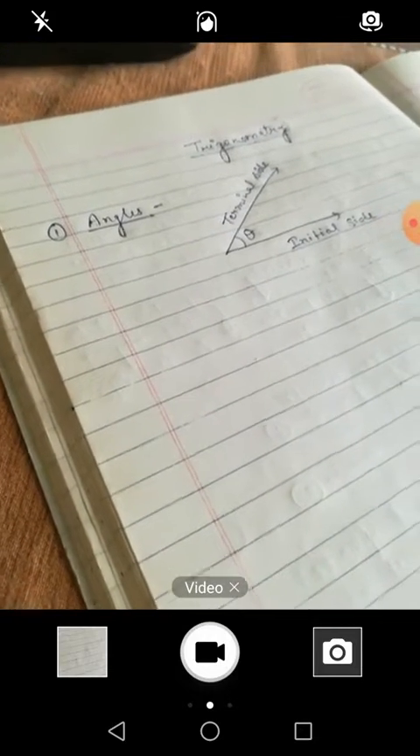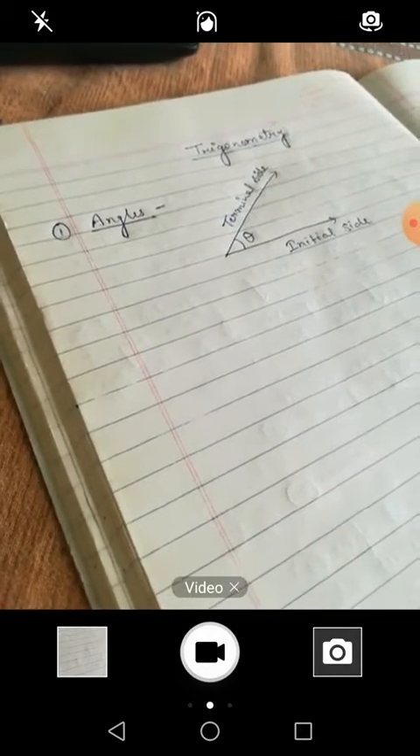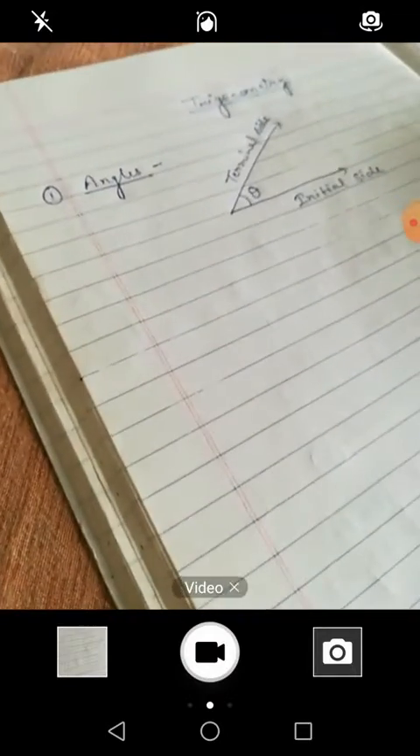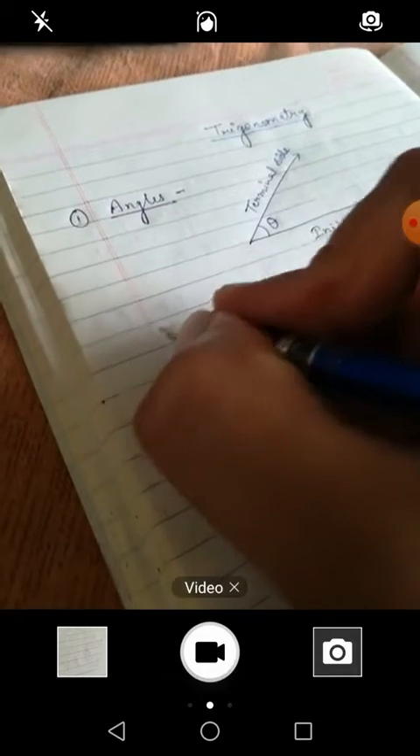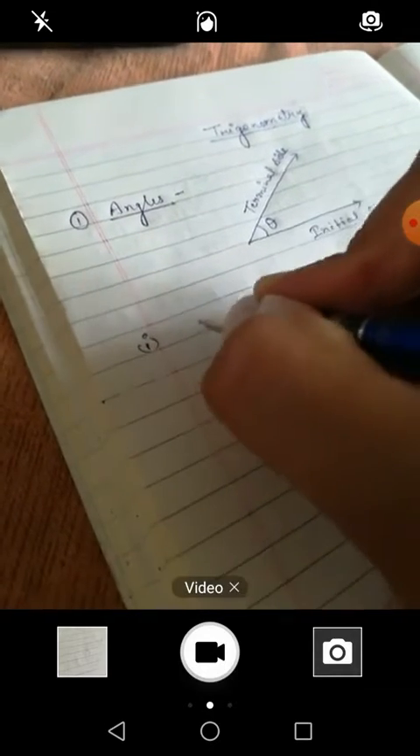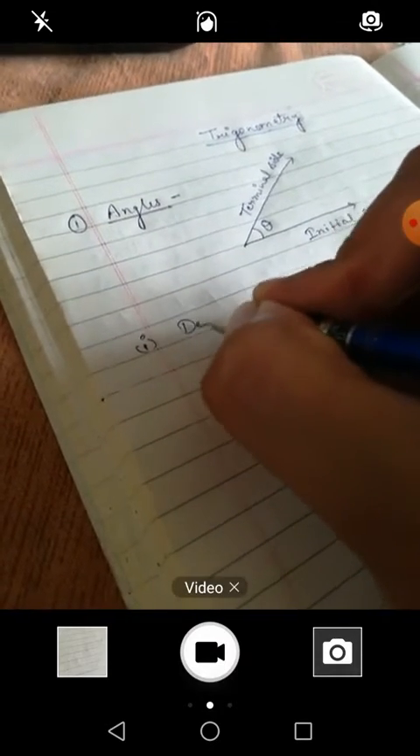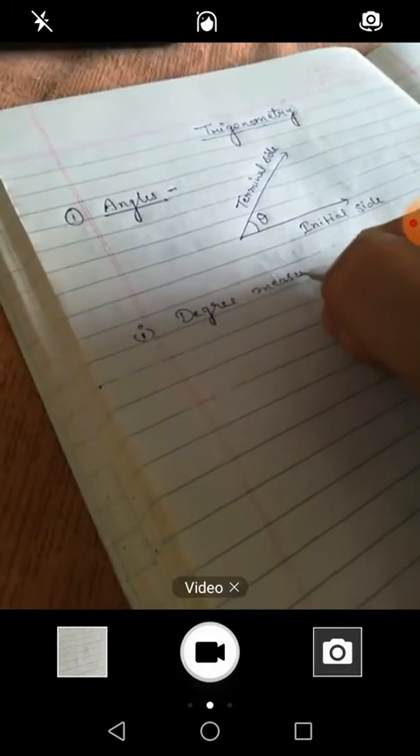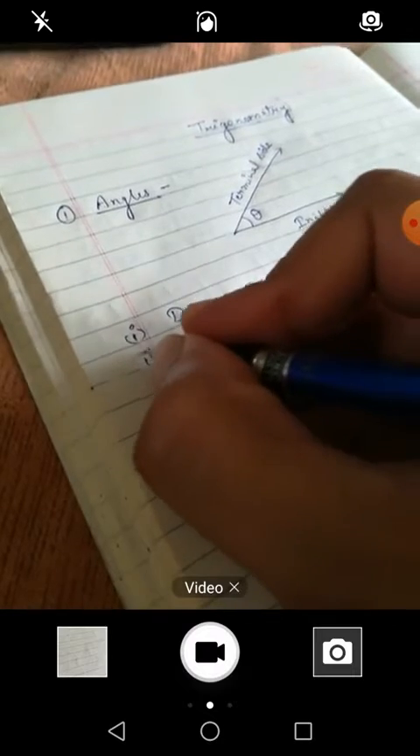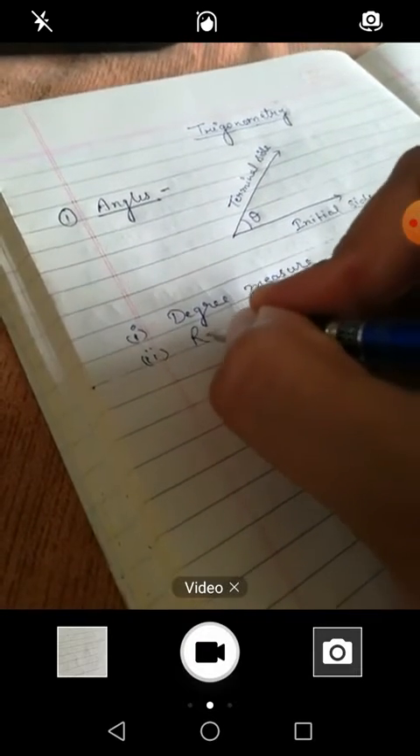Okay, now let's see in which unit we can measure an angle of a triangle. There are two units to measure an angle. First one is degree measure, and the second is radian measure.